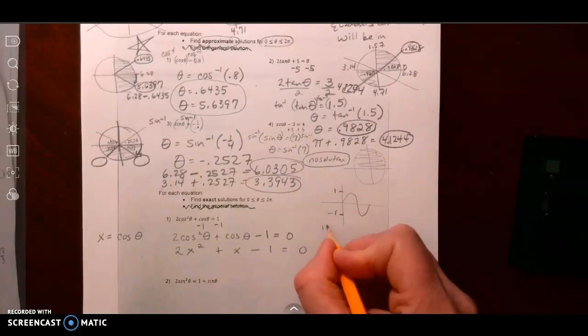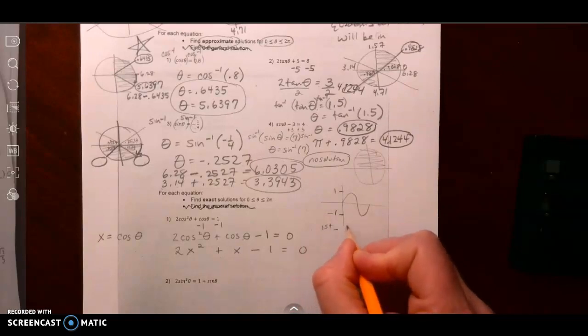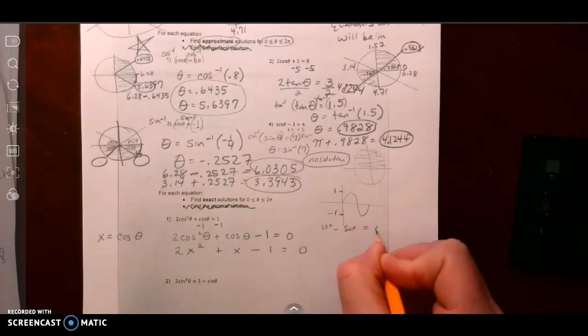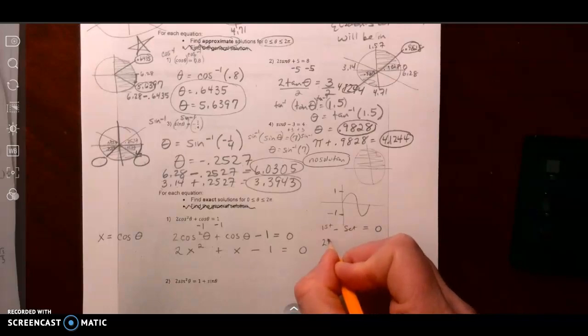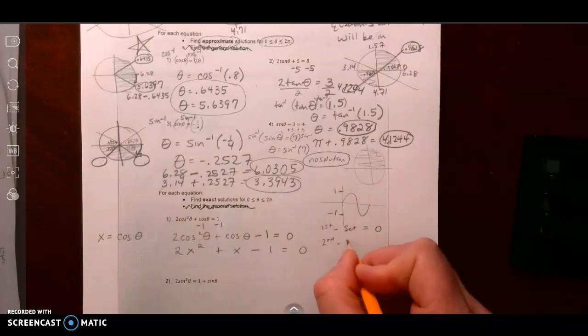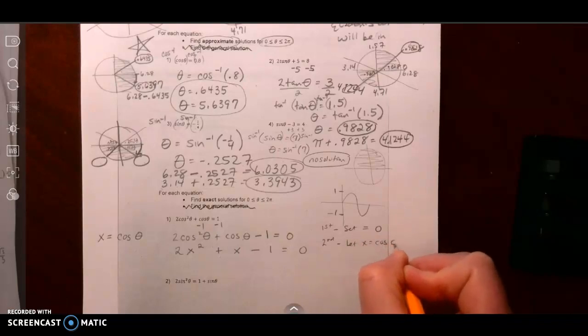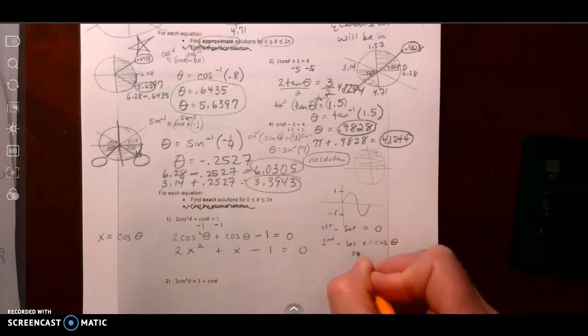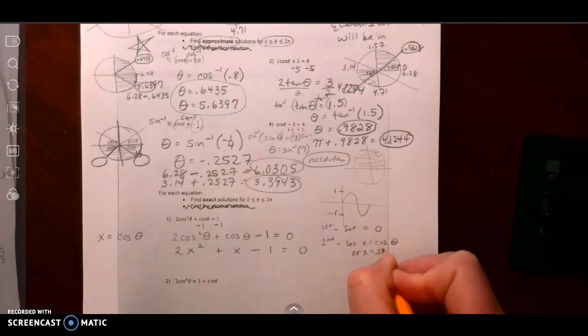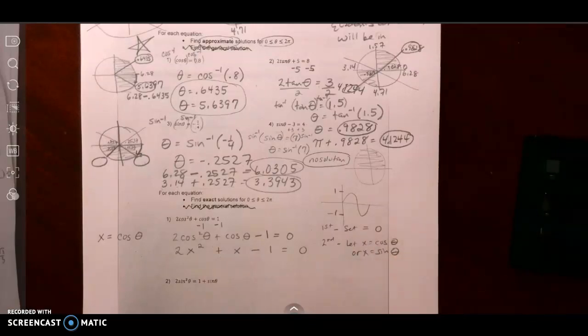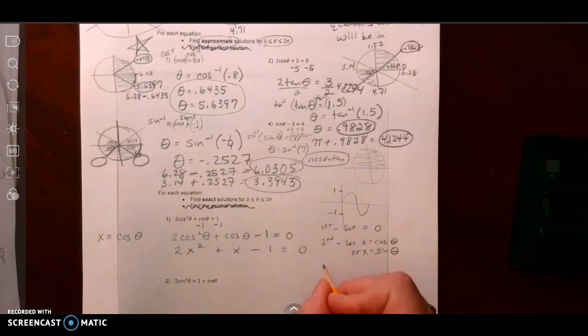So let's write down a series of steps. The first thing we did was we set it equal to 0. The second thing we did was we let x equal cosine of theta, or x equals sine of theta, just depending on the problem. Like in number 2, it's going to be sine. All right. Our third step now is to factor.